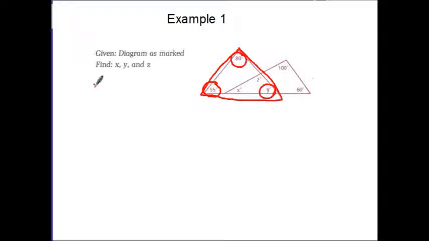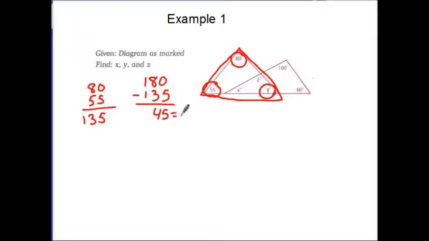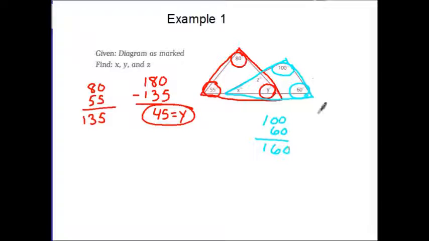So here we go. I'm going to add up my 80 and my 55, which is going to give us 135, and we know the sum of a triangle is 180. So take 180 minus 135, and what's left is 45 degrees for angle Y. Next, I'm going to use this triangle over here on the right. And again, we know two of our corners. We know we have a 100-degree angle, and we know we have a 60-degree angle. So the same thing. Let's add those up, and we have 160. We know the sum of the three angles is 180, so we're going to subtract 160 from 180, and the measure of angle X is 20.